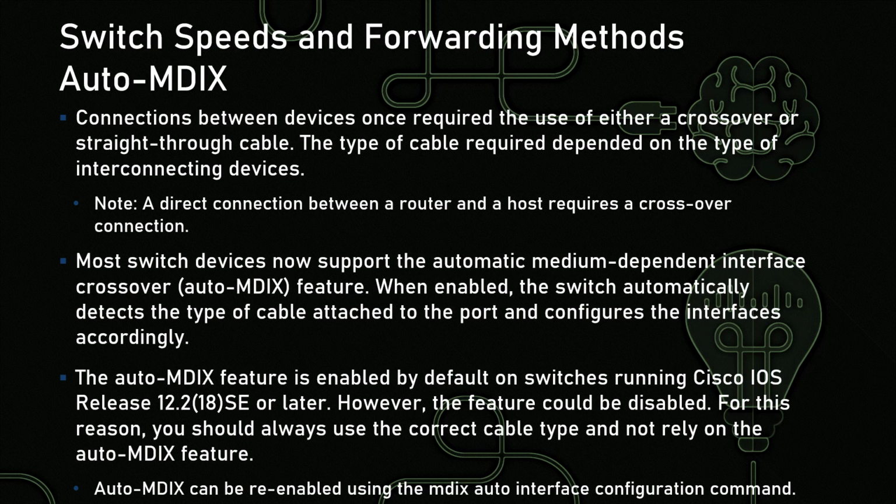So Auto MDIX can automatically detect the type of cable connected to the port when it starts to boot. By default, any switch running Cisco IOS 12.2 or later will have it, but the feature could be disabled. So just be aware, Auto MDIX is nice, but is not always going to be there to save you. So if you start having connectivity issues, be aware of what type of cable you're using and make sure that you change that accordingly if you have problems.